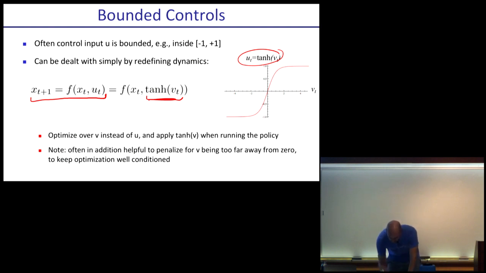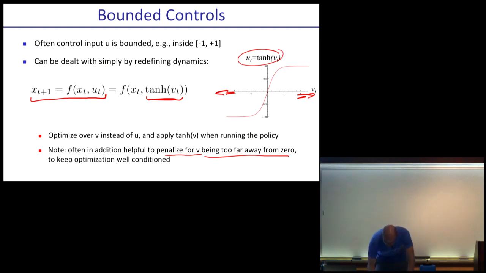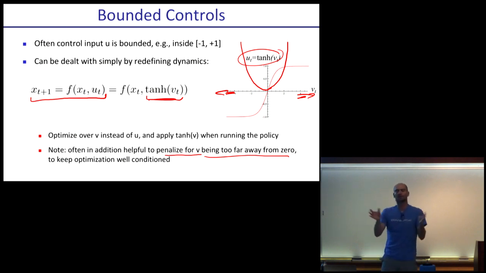Now, often it's still in addition helpful to penalize for v being too far away from 0. Why? Essentially, if your v ends up being somewhere here, or somewhere here, out there or out there, there's not much gradient signal to bring it back in. And so your optimization problem will not be very well conditioned. So what you might want is some quadratic cost on v that looks maybe, I don't know, like this. Such that there's a natural force, everything else being equal, v will become smaller and will be brought into the part of the tanh space where you do get gradient signal.